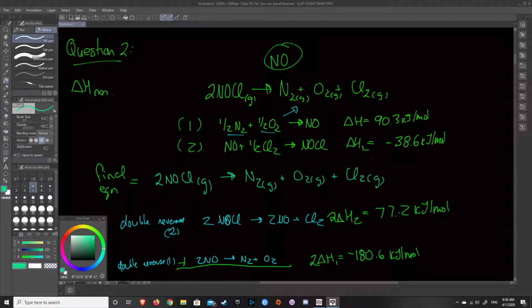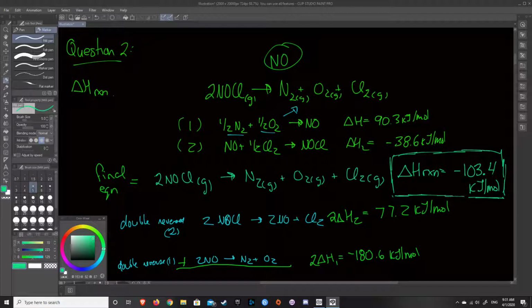And if we add these two together, 77.2 minus 180.6, our delta H of reaction comes out to be negative 103.4, and make sure to always put your units, kilojoules per mole. I always like boxing in my final answer, because then an examiner could look at it and go, oh, okay, this is what I'm looking for.